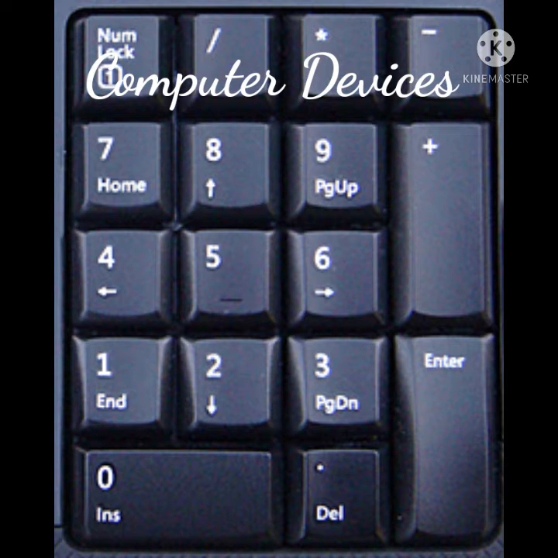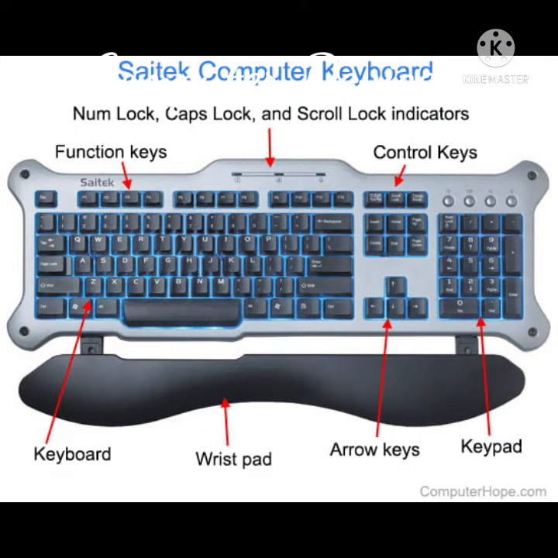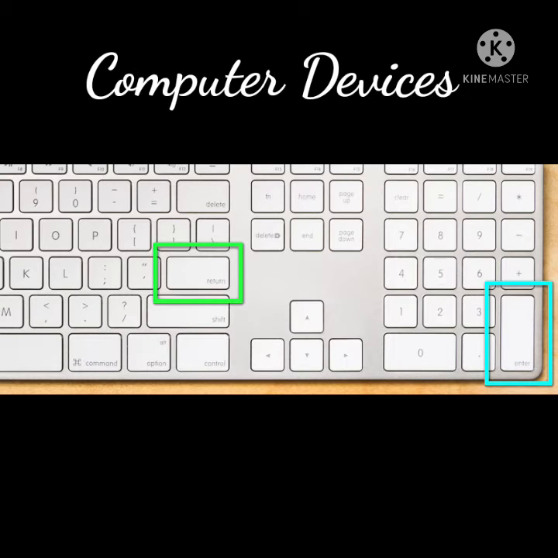Next, number keys. These keys are used to type numbers on a computer. The number keys are from 0 to 9. Next, space bar, which is the longest key on the keyboard. It is used to give blank spaces between letters, words, and numbers. Next, enter key, which is considered an important key on the keyboard. It is used to move to the next line while typing.